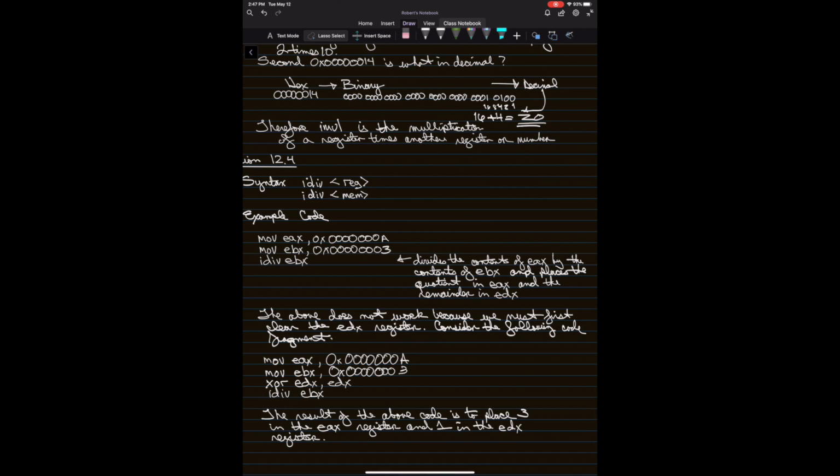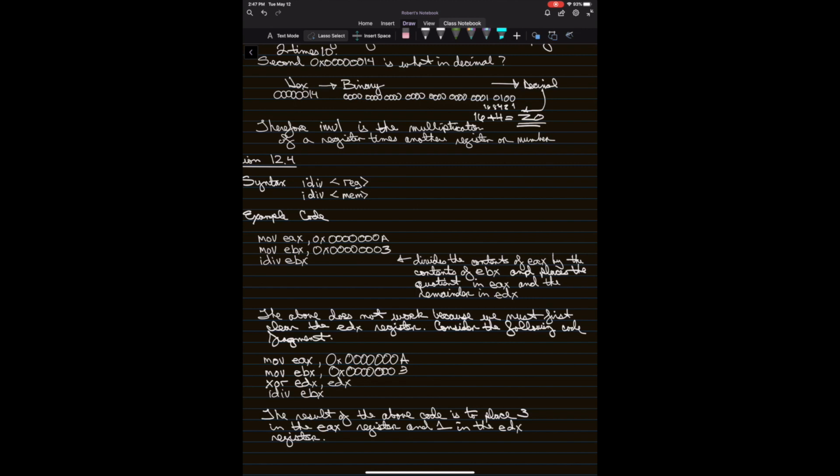The first thing I'm going to do is move a number into the EAX register. In this case, it's hexadecimal A, which is the same thing as decimal 10. So I'm moving 10 into the EAX register, and then I'm going to move 3 into the EBX register via the mov mnemonic. And then I'm going to perform an IDIV.